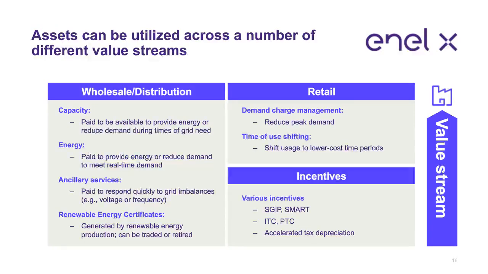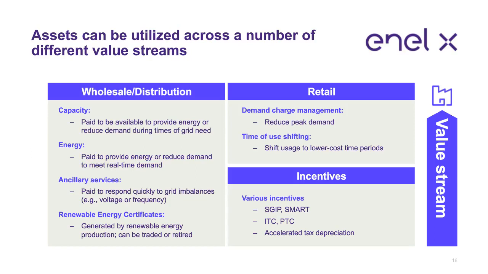So the assets we just talked about can take advantage of a number of different value streams, and I'll walk through some of the more common types that are available in markets. So first, there are wholesale and distribution level value streams. These are value streams derived from the RTO or local utility that will compensate a business for the flexibility in their demand. And so most common across virtually all markets, there are typically three key products: capacity, energy, ancillary services, and I'll quickly walk through each of those.